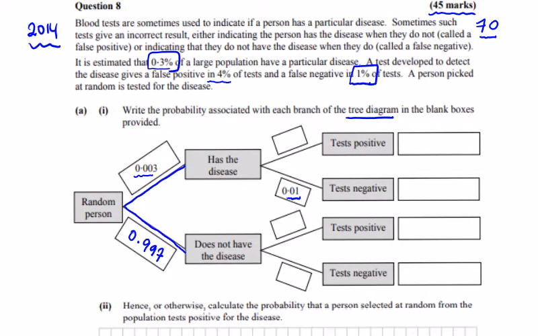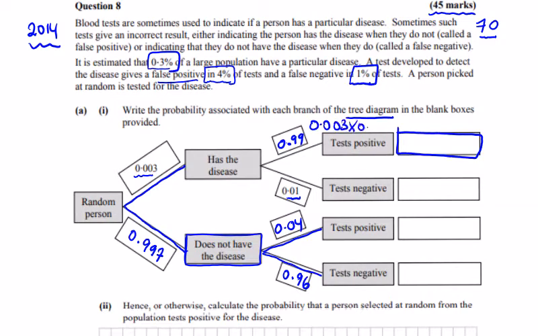997 and 3 is 1,000. 99 and 1 is 100. So we must have some information. This 4% they've given us must be to do with this branch here, and this 4% is false positives. So someone that does not have the disease tests positive, a false positive, in 4% of cases, making this 96%.